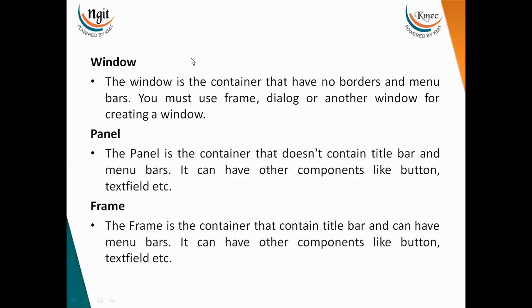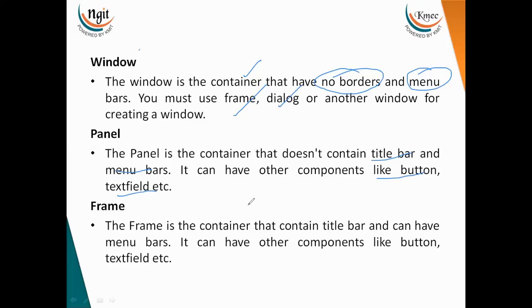Coming to the window. This is a container, as I told you, that has no borders and no menu bars. In order to create a window, you should use a frame, dialog, or another window, right? When it comes to a panel, it does not contain the title bar and menu bars, right? It can have other components like button, text field, label, checkbox, and so on, right?